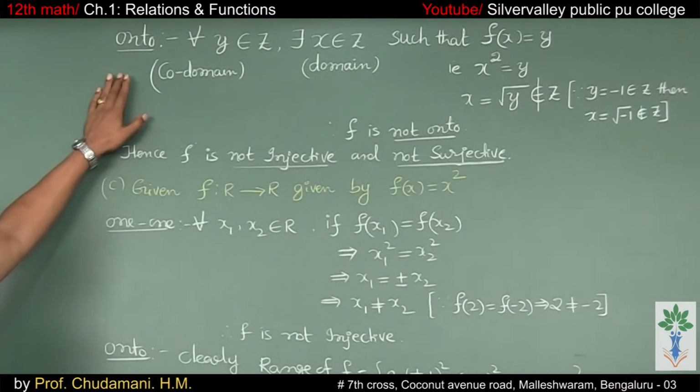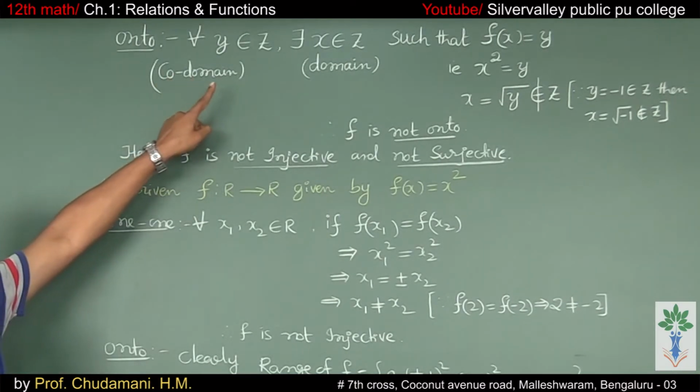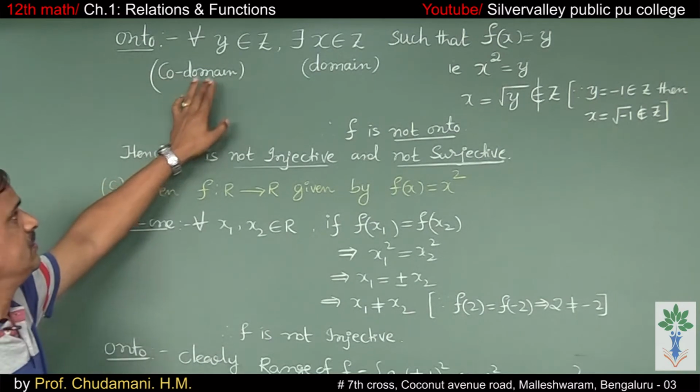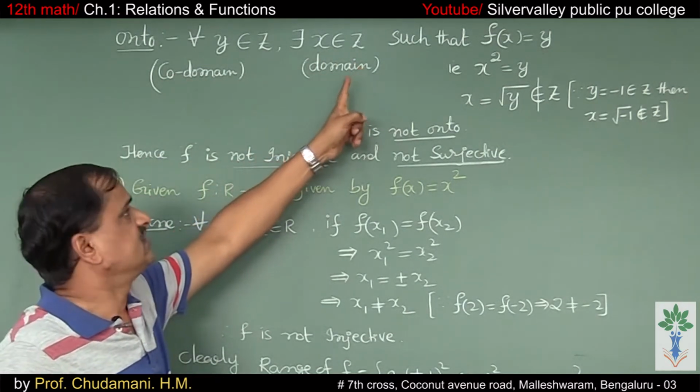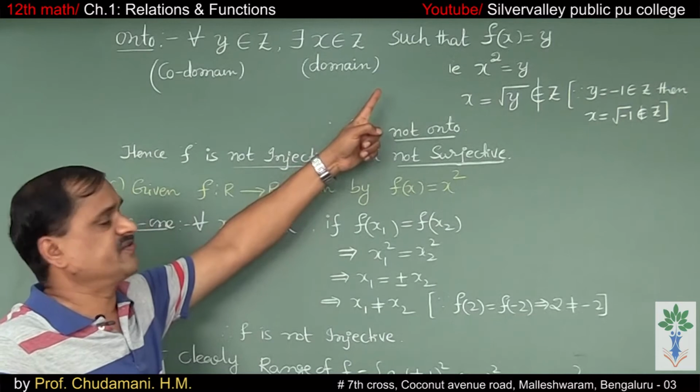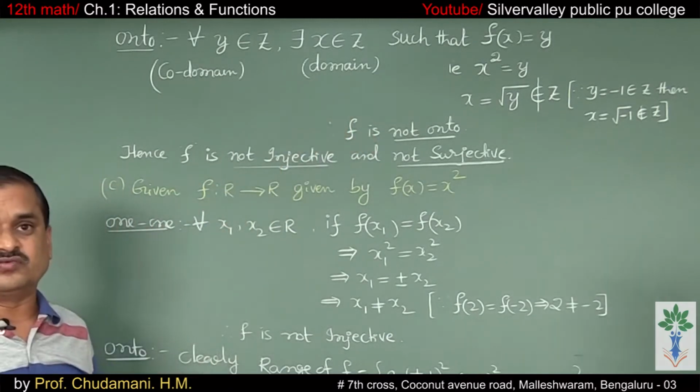Onto: for all y belongs to Z, the codomain, there exists x belongs to Z, that is the domain, such that f of x is equal to y.